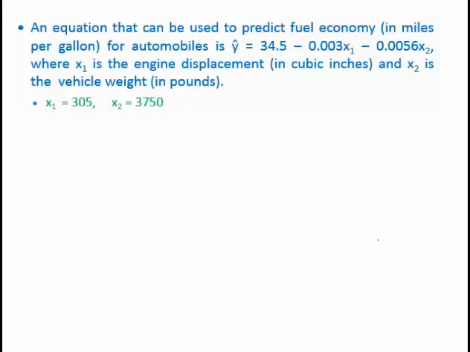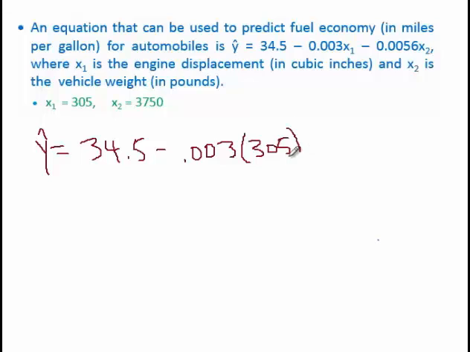And so let's go ahead. Let's just substitute. I mean, this is really extremely easy. Y, or y hat, again, because it's an estimate, equals 34.5 minus 0.003 times x1, and x1 was 305. Just substituting this value for this variable, minus 0.0056 times x2, which was 3750. Again, just substituting this for this.